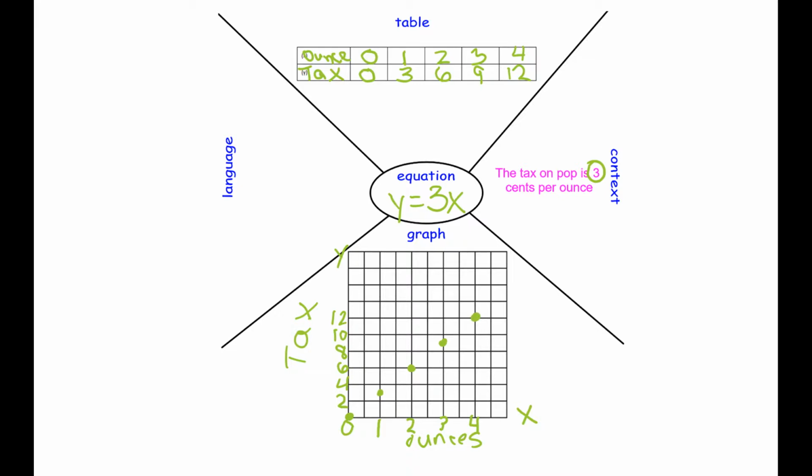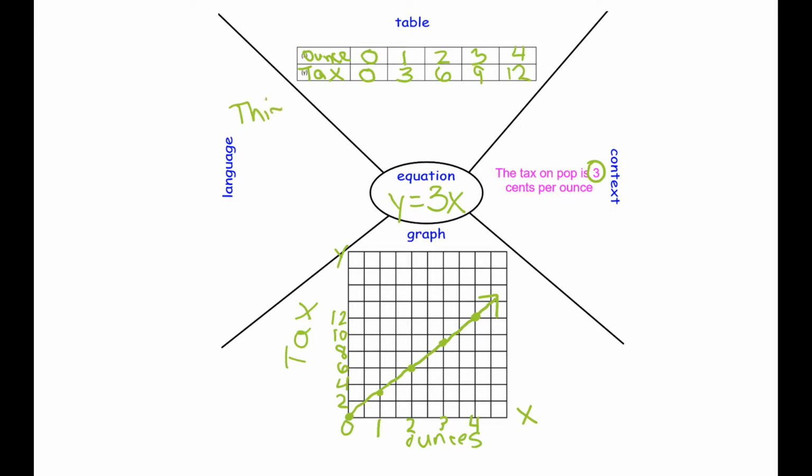And you can see this graph that I just made. I'm going to connect it with a straight line, kind of. It goes to the origin. It should be a straight line, which is what we talked about with the proportional relationships. Now the language is really just a sentence describing this proportional relationship. So you're always going to use this format.